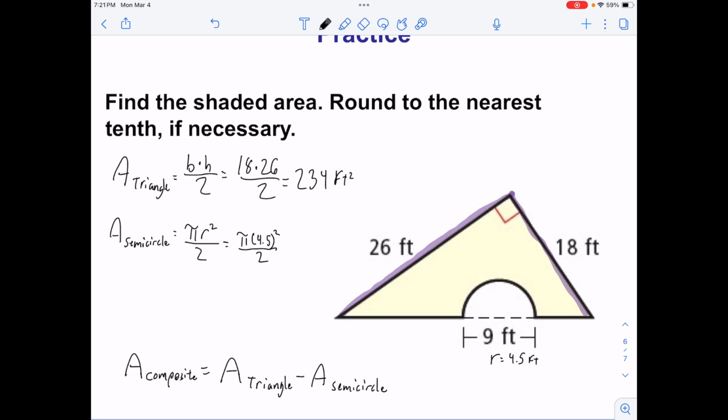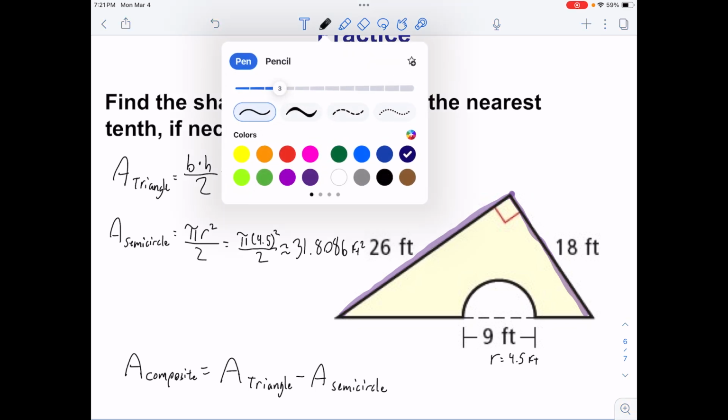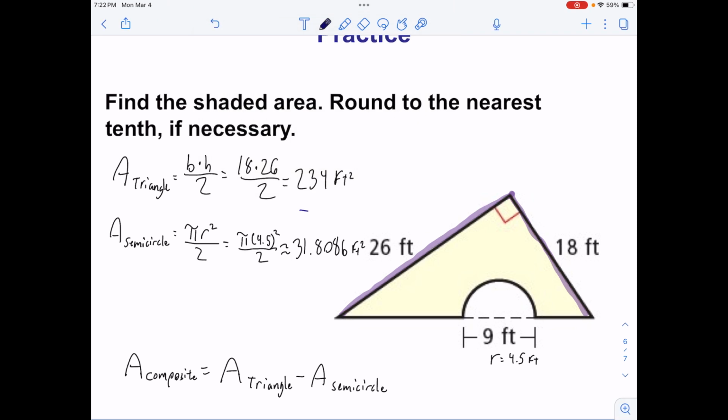So put that in the calculator. Multiply that by pi, and we're going to cut that in half to give us approximately 31.8086. I'll just leave it right there. That decimal goes on forever. And now, feet squared. To get the area of the shaded region, take the area of the triangle and subtract the area of the semicircle.